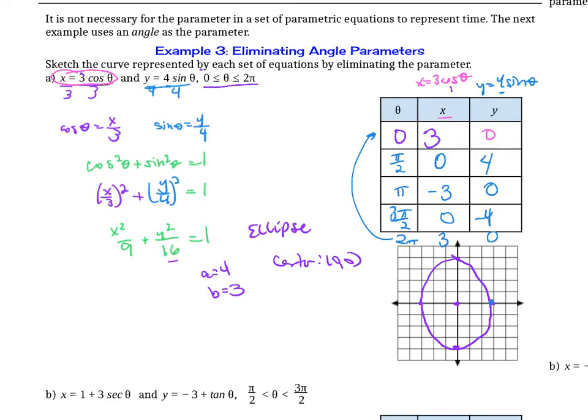So this tells us the direction, or orientation, of our curve. At theta equals 0, we are here. When theta equals pi over 2, we are now here. And so the curve is moving in this direction. Okay, let's do one more example.